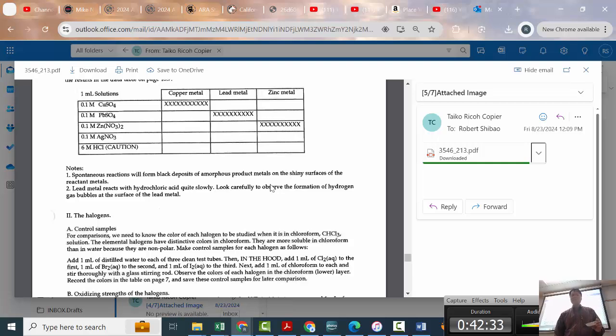We have metals. Metals are good reducers. Out of these three, which one do you think is the best? Most reactive? Which one do you think is the most stable out of those three?